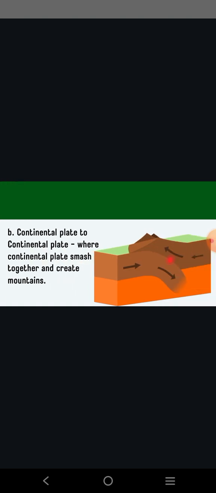So the second type of convergent boundary is continental plate to continental plate. This is where continental plates smash together and create mountains. One continental plate subducts because it can be considered denser than the other continental plate. So the other one rises and creates mountains.